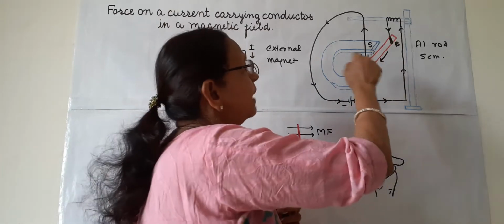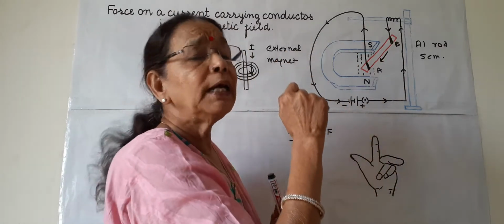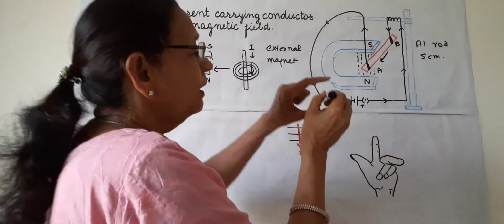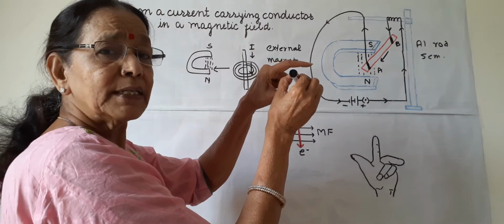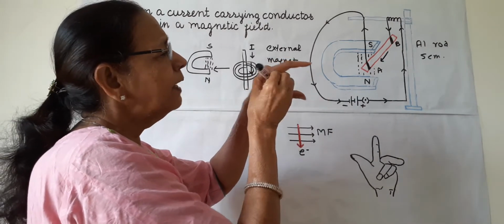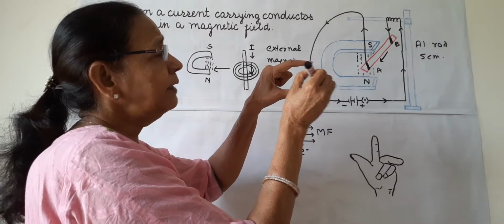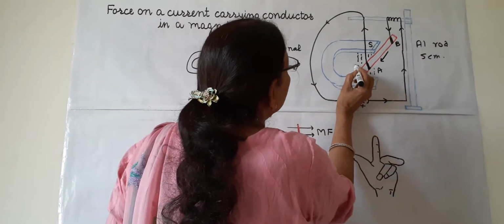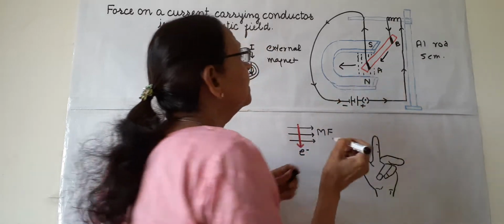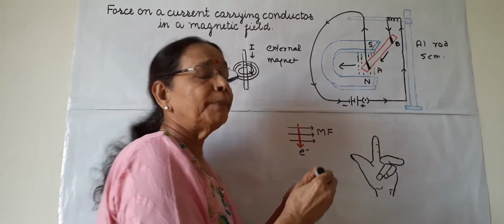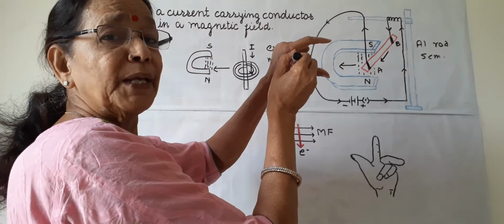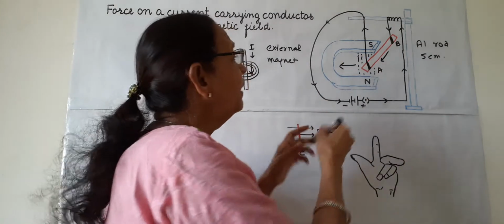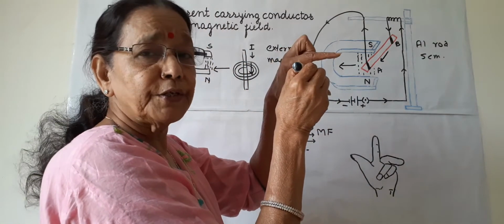When the force is experienced by this rod, it displaces from its original position. It is like this. Before, it is like this. When current is passed, it goes inside. It displaces to the left. So when current is passed, in the first place, it comes inside the horseshoe shaped magnet like this. It displaces to the left. Now the current is switched off. It again comes to its original position.